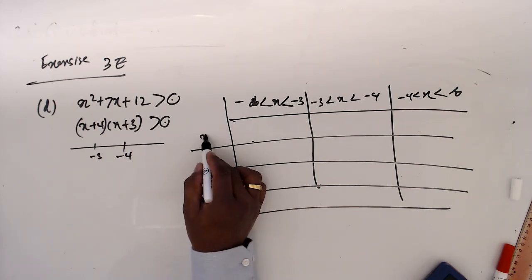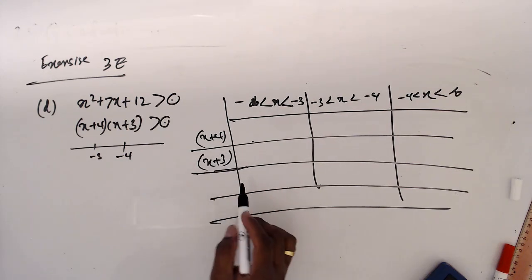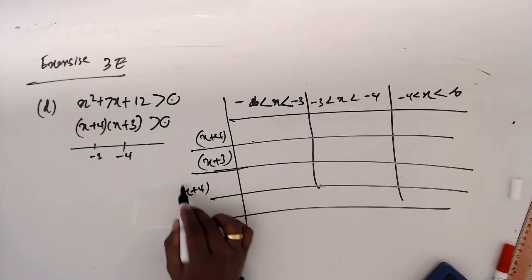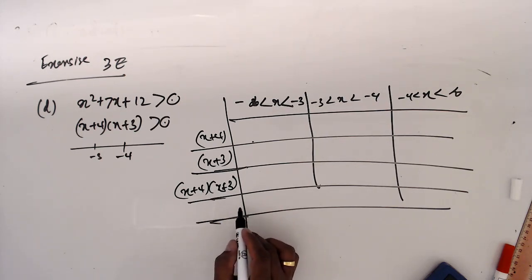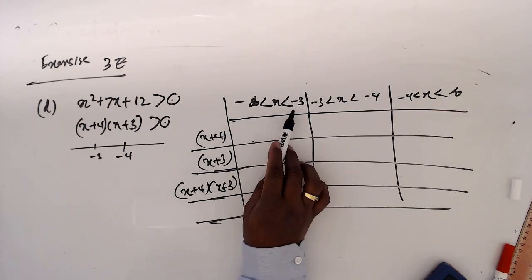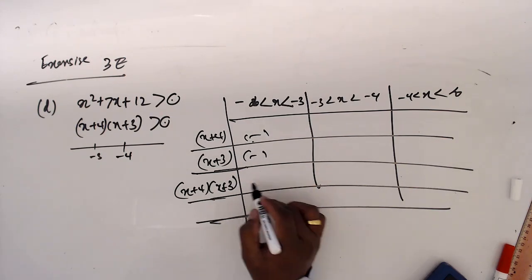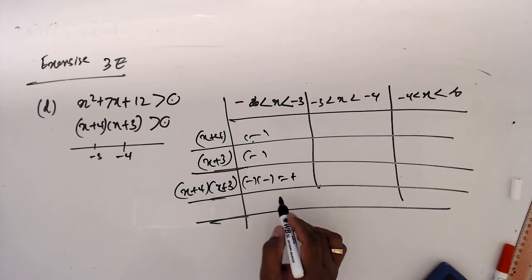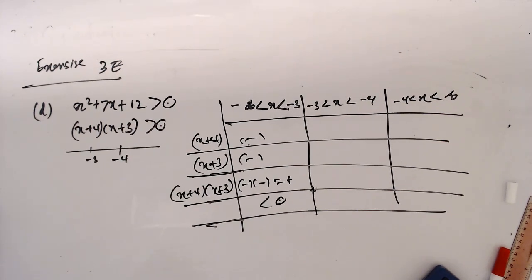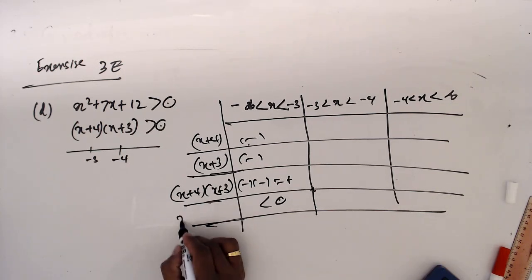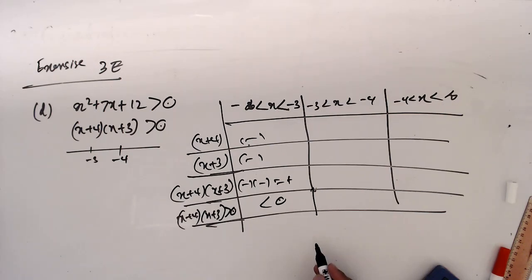And this is x plus 4, x plus 3, and x plus 4 times x plus 3, and this is symbols, right? We'll take anything less than minus 3, say minus 10,000. This is minus, this is minus, minus times minus is positive, less than 0, not fixed to the answer. We need greater than 0. It doesn't work. We need x plus 4, x plus 3, greater than 0. It is less than 0. It doesn't work.